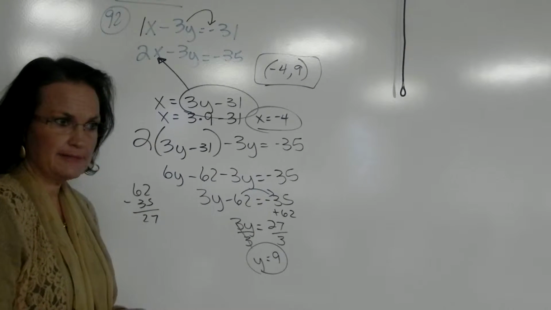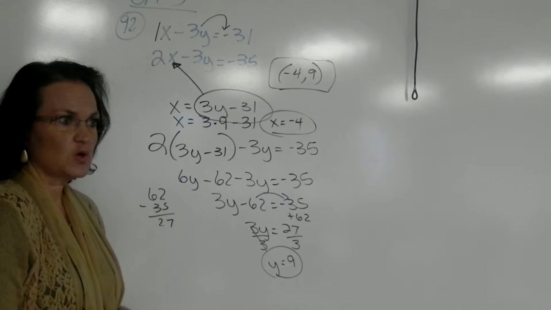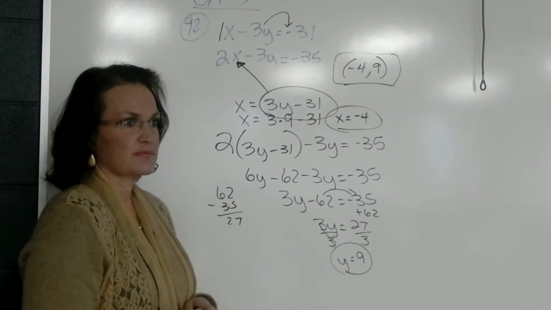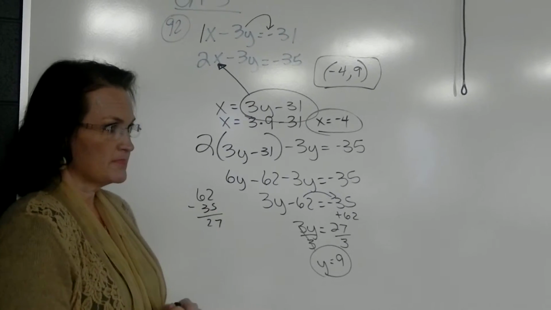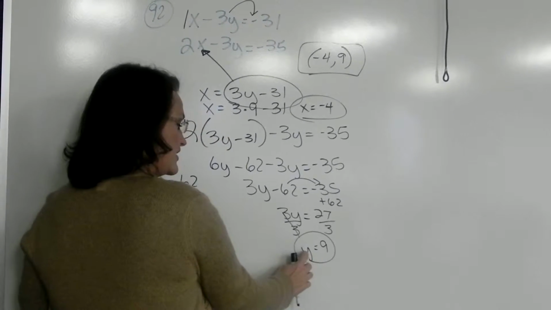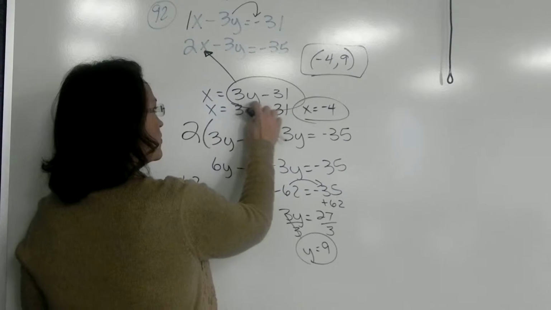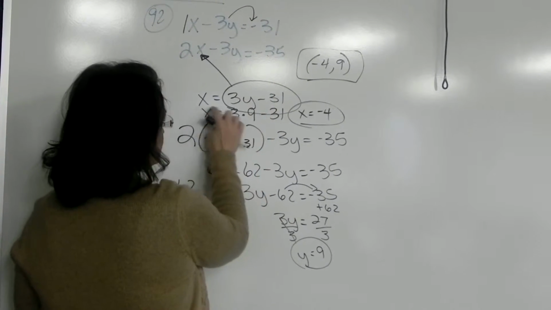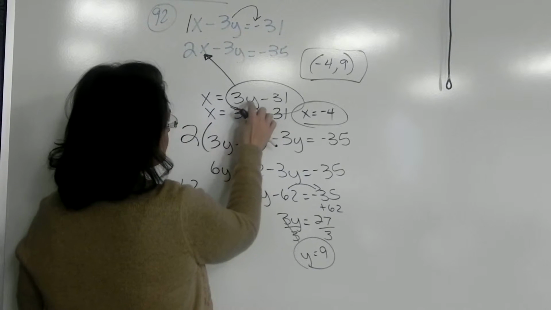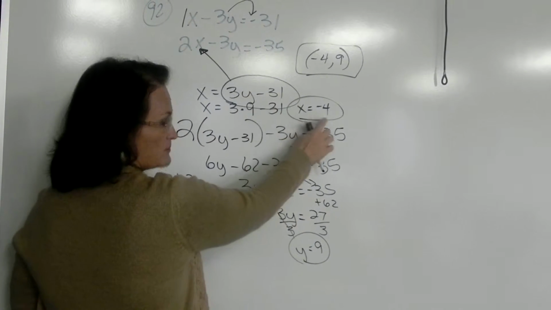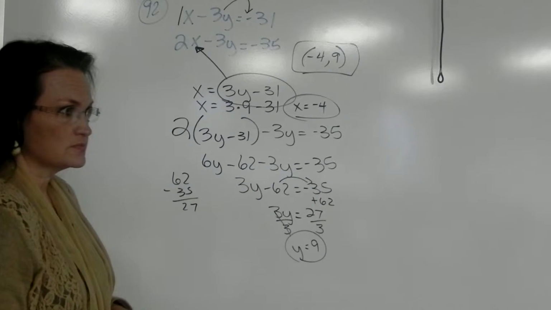Do we make it okay? Questions on those steps? The 4 came from, once I got 9, and I know that that's the y value, I plug it in for the y either here, here, or here into any of the equations. I use this equation where I solve for x. So 3 times 9, 27 minus 31, negative 4.